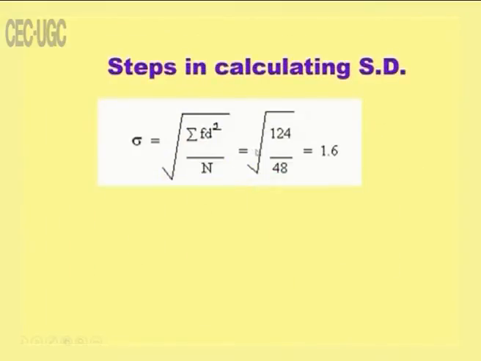And now, what is the formula? Square root of summation f d square by n, and that is equal to the square root of summation of f into d square, that is 124, by n, 48, and therefore that gives you 1.6. Therefore, the standard deviation of this data set is equal to 1.6.